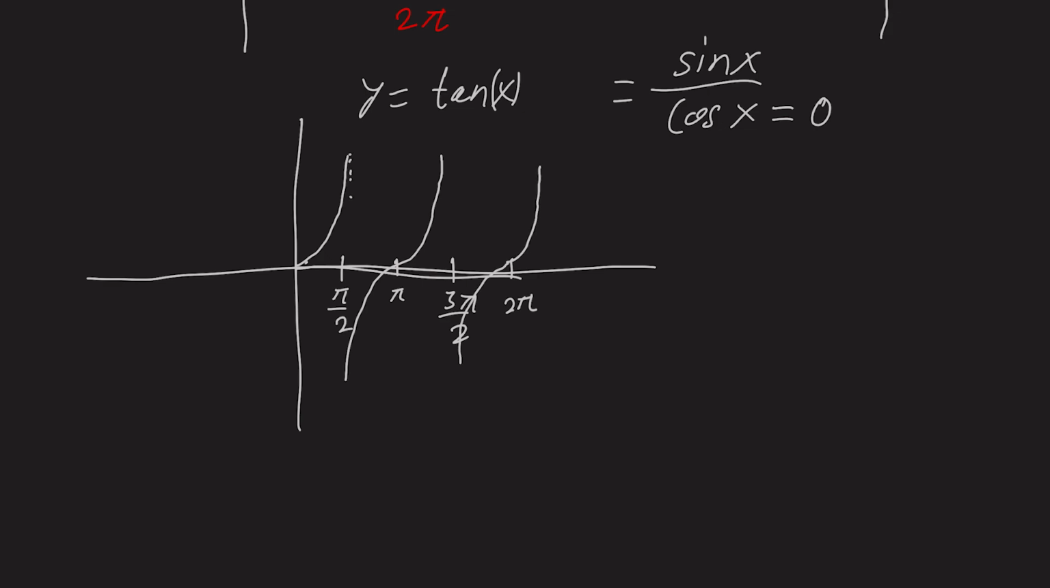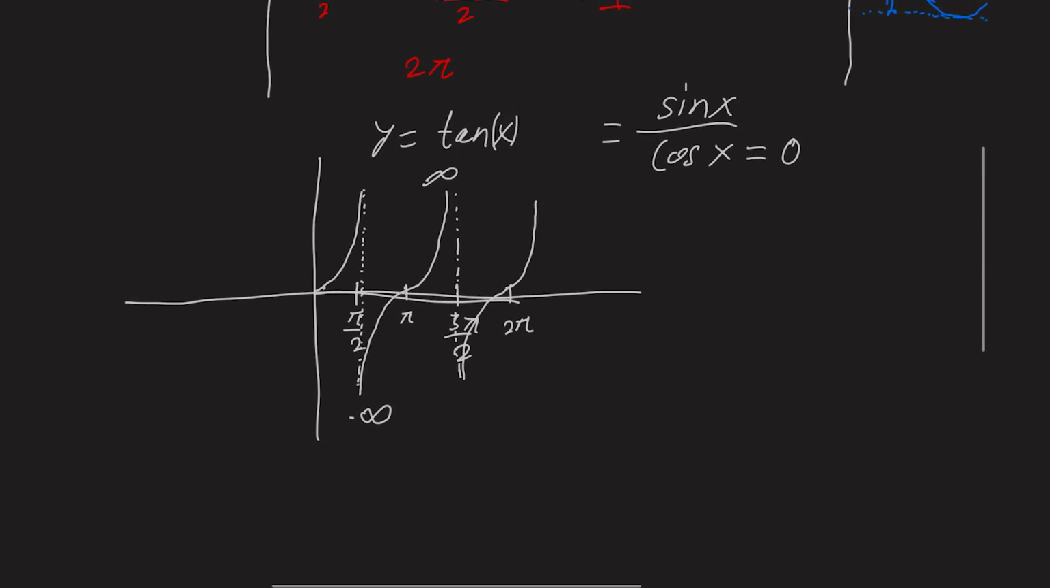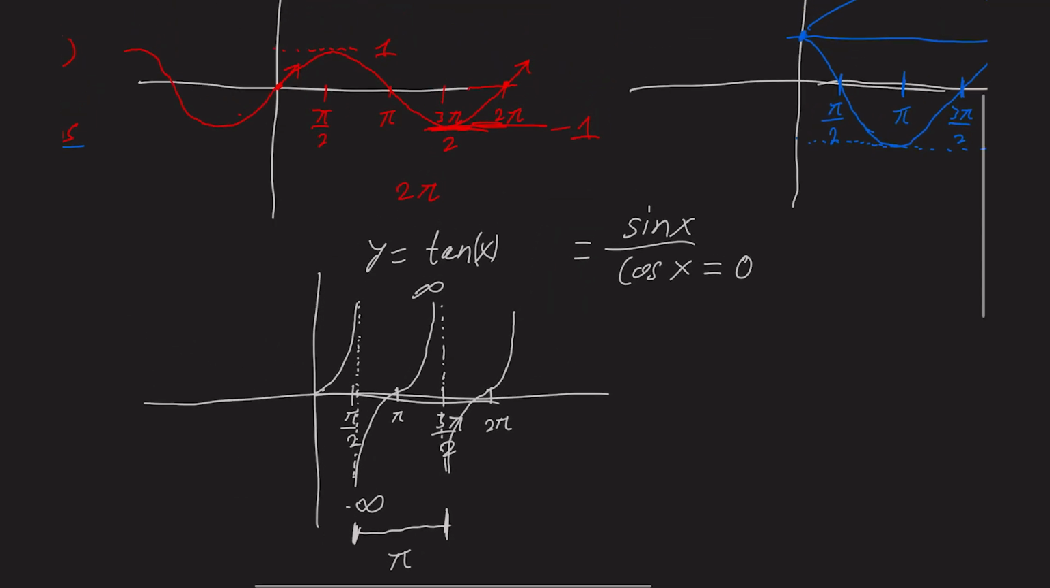Where it has vertical asymptotes wherever cosine theta is 0. Okay? And since it is technically a rational function, it is going to diverge to negative infinity on this side and positive infinity on that side. Okay? And we also notice here that the tangent function repeats at a much faster rate. It repeats every pi radians, whereas the previous function repeated every 2 pi radians. Something to keep in mind.